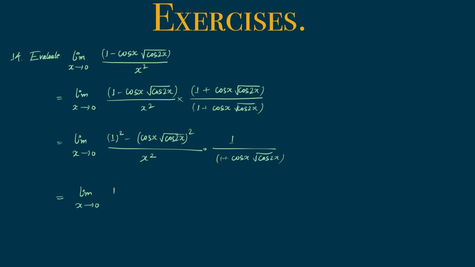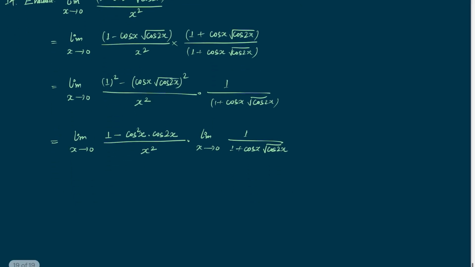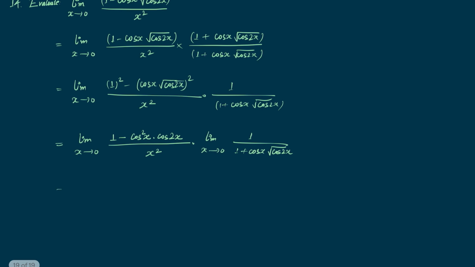So this will be equal to limit x tends to 0. Let me simplify the numerator here. 1 square is 1 minus cos x whole square means cos square x into, and root over cos 2x whole square means cos 2x only, divided by x square. And let me separate this particular limit to this portion also. So I'll write limit x tends to 0 of 1 by 1 plus cos x into root over cos 2x. Now this will be equal to limit x tends to 0 of 1 minus cos square x.